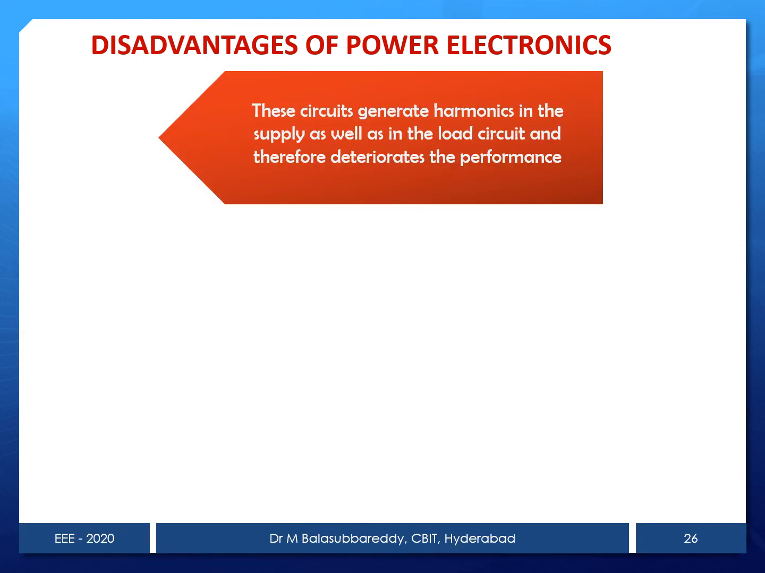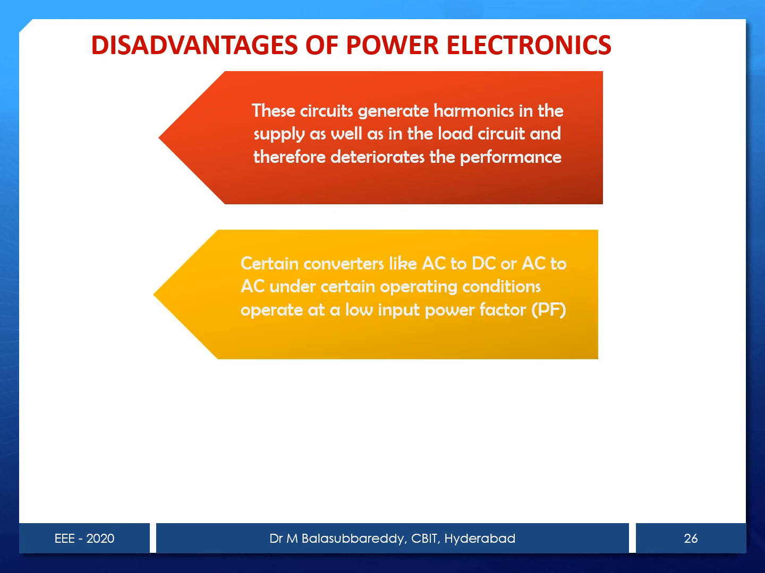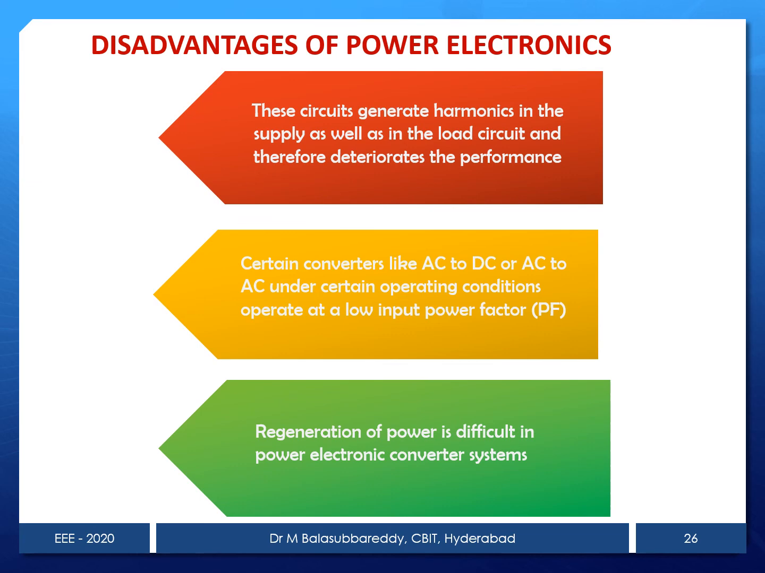Now we'll see some disadvantages. These circuits generate harmonics in the supply as well as the load circuit. This is a major disadvantage in power electronics. Whatever controller you use in an application, if you use semiconductor devices, it will inject harmonics on the source side as well as the load side. Therefore, performance is reduced because of the harmonics. And in certain converters like AC to DC or AC to AC, under certain operating conditions the input power factor will be low. That is also another drawback.